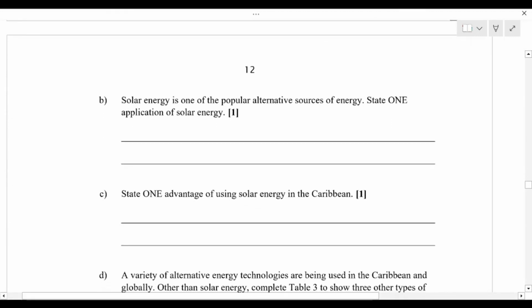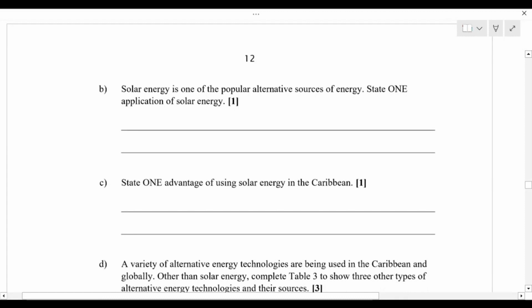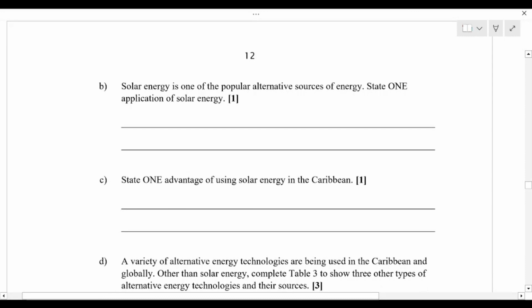Solar energy is one of the popular alternative sources of energy. State one application of solar energy. There are a variety here. We can say powering homes, used in satellites or in calculators. I have my calculator on my desk right before me, so I'll say powering calculators.